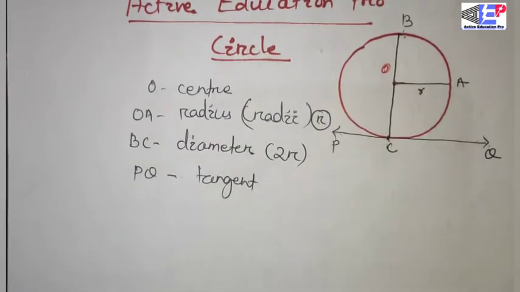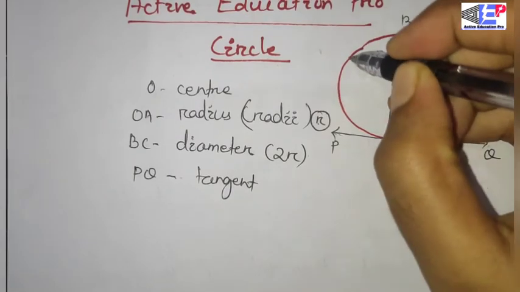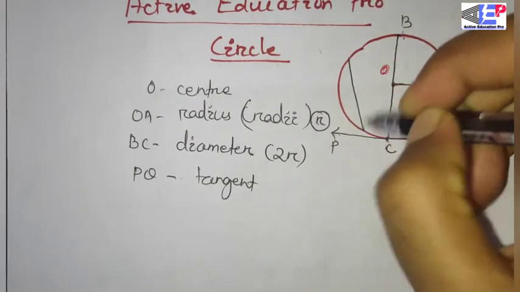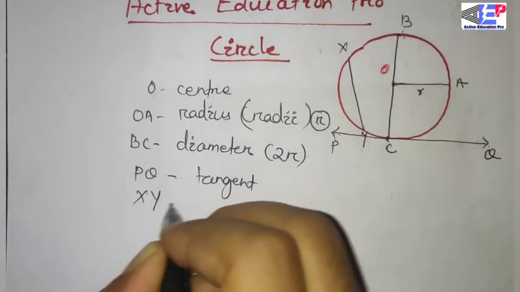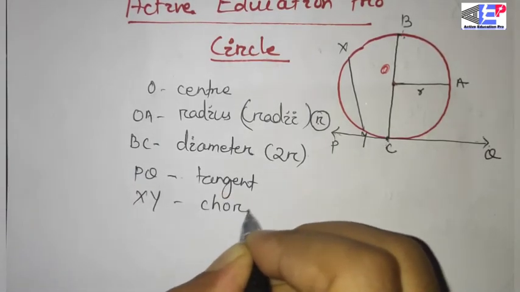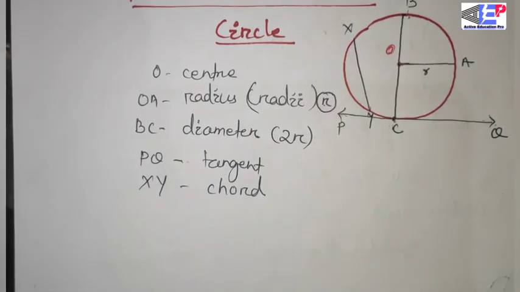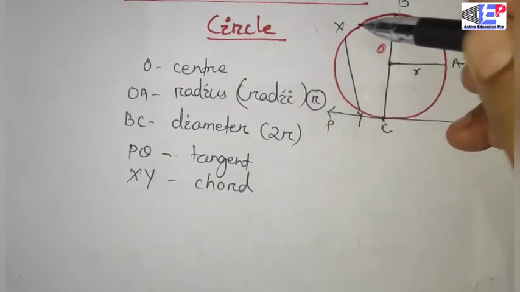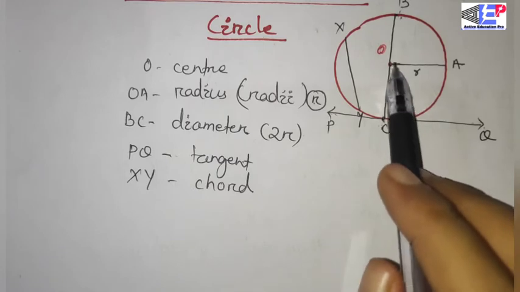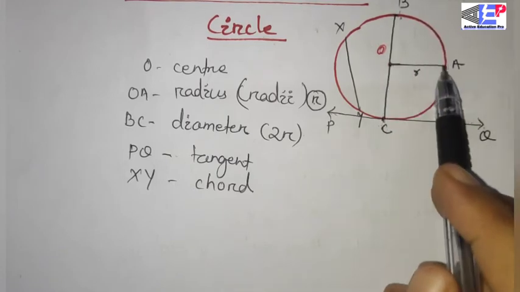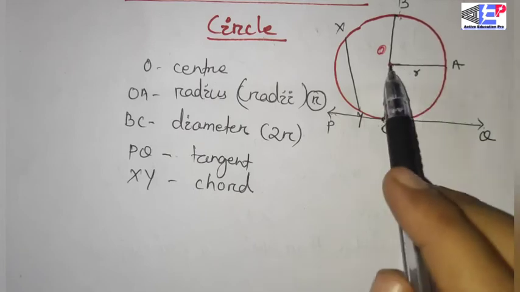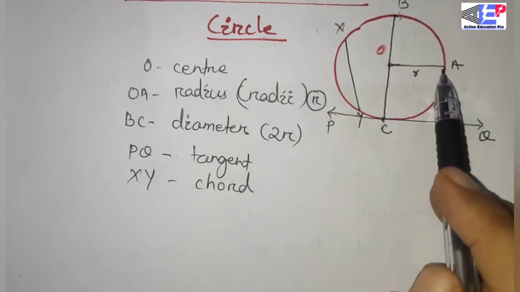The next one is chord. Here, chord: any two points of the circle. The line joining any two points of the circle, XY, is a chord. Chord means any two points. Here OA is not a chord, it is a radius, because of the two points of this line segment, one is the center and the other is on its circumference.